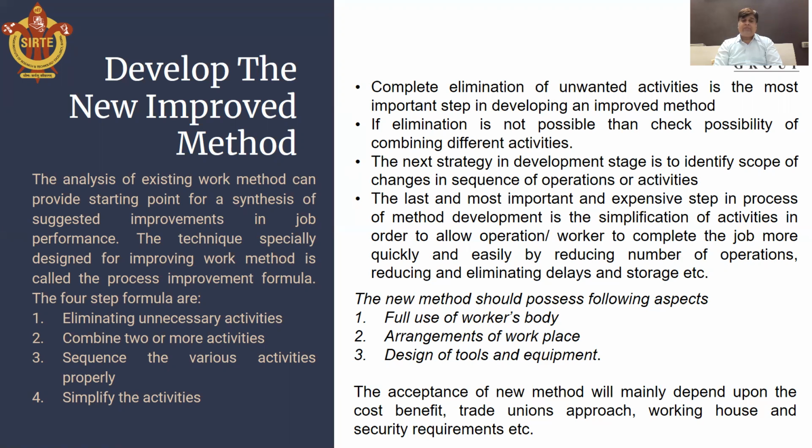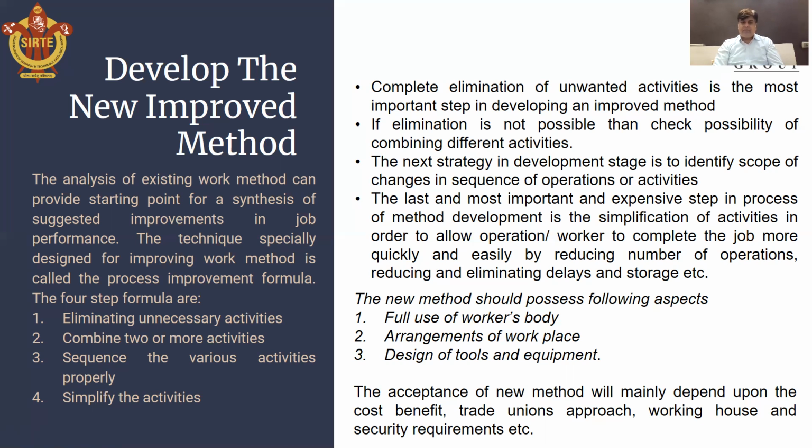The technique specially designed for improving work method is called the process improvement formula. Okay, so the process improvement formula is having the 4 steps. Number 1, eliminate unnecessary activities. Number 2, combine 2 or more activities. Number 3, sequence the various activities properly. And 4th one is to simplify the activities. By using this particular formula, we can develop the new method.